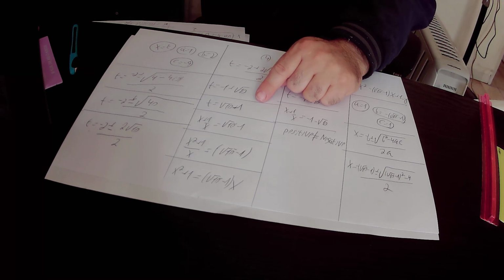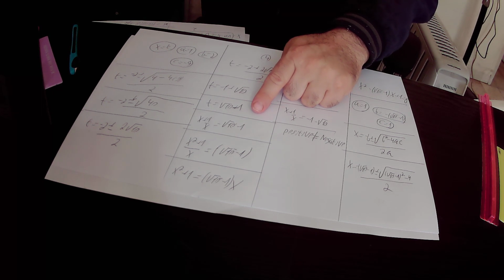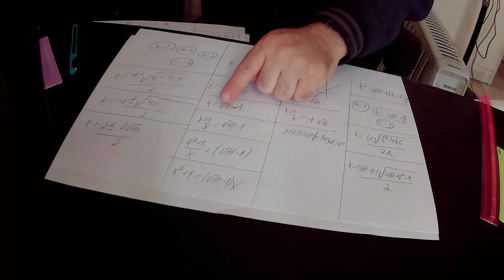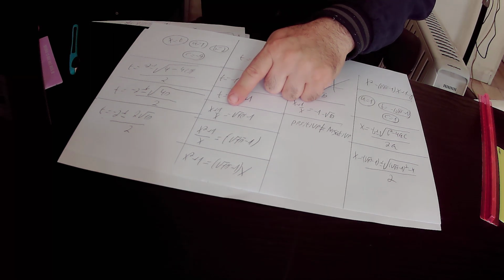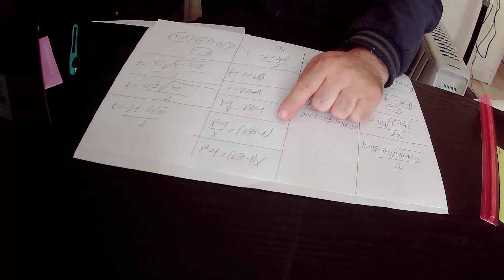Or t equals square root of 10 minus 1, and t, according to our definition, equals x plus 1 over x. That equals square root of 10 minus 1. We multiplied x by x and then we divided by x in order to overcome the factor with 1 over x, and we got that x plus 1 over x equals square root of 10 minus 1.